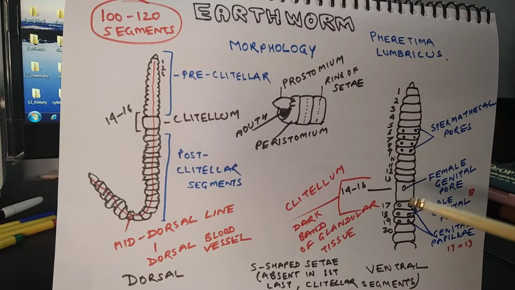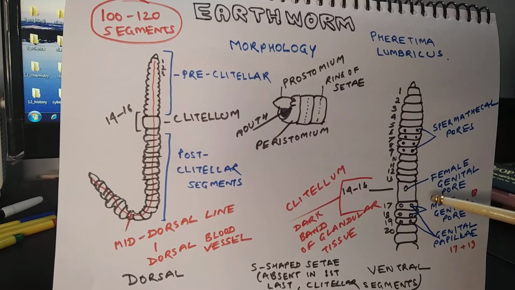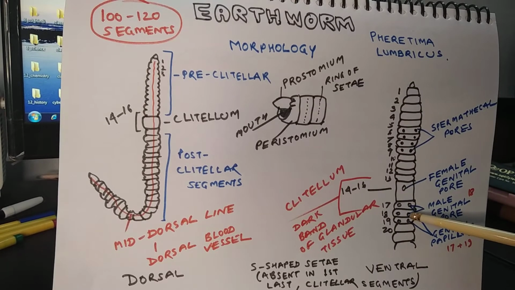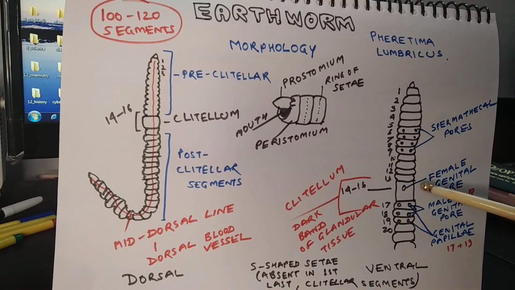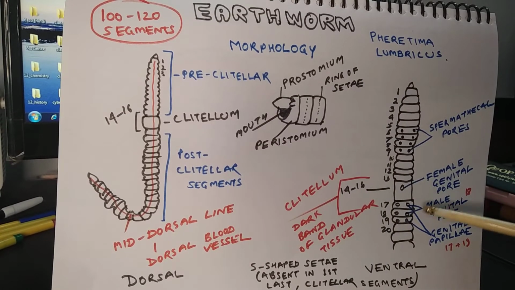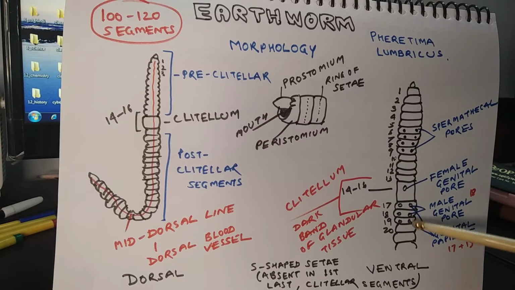In the clitellum, there is a female genital pore, and in the 18th segment, there is a pair of male genital pores. So, there is a single female genital pore, but there are two male genital pores.